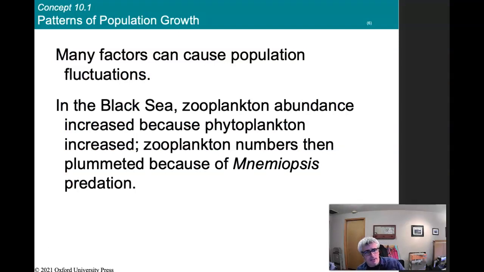So there's many factors that can cause population fluctuations. In the Black Sea, zooplankton abundance increased because phytoplankton increased. Zooplankton numbers then plummeted because of the Mnemiopsis, the comb jelly predation. So again, think about it in terms of the prior otter, urchin, kelp dynamic, where no otters, lots of urchins eating lots of kelp. You introduce otters, they eat the urchins, now you have lots of kelp. Same dynamic, just different critters.